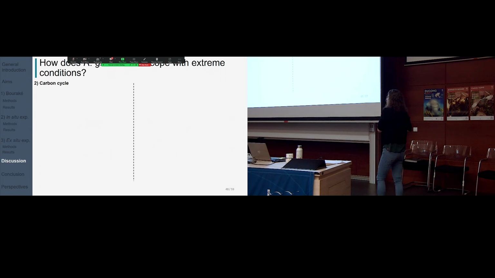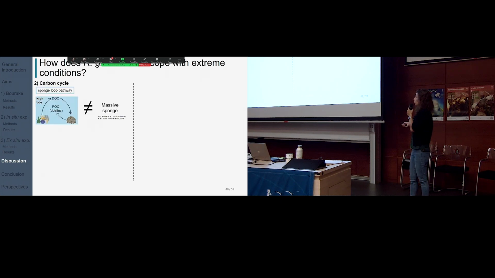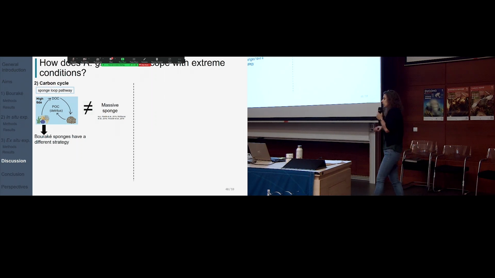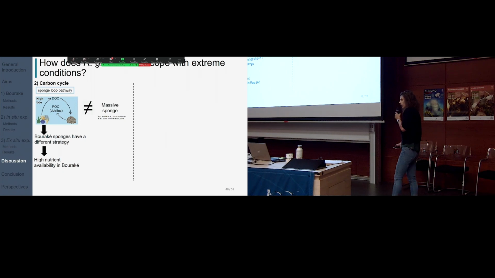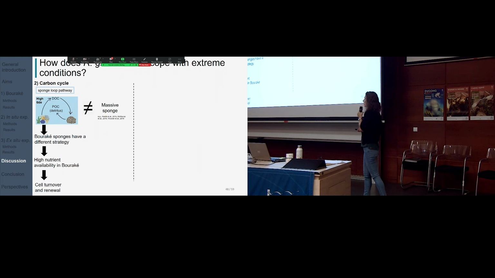The second main change was at the level of carbon cycles. During normal condition, I showed you that Buraké sponges do the sponge loop pathway, which is a different pathway from the one normally found for massive sponges, for which low detritus production was found. These different strategies used by Buraké sponges could be due to the specific environmental condition of Buraké. The nutrient-rich environment of Buraké could help sponges maintain a high cell turnover and renewal.